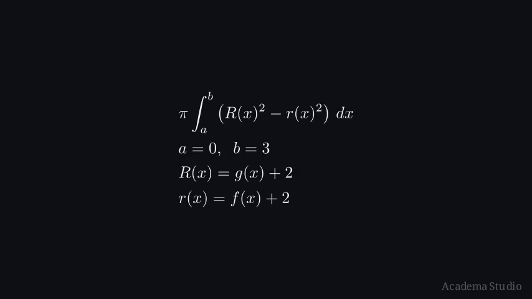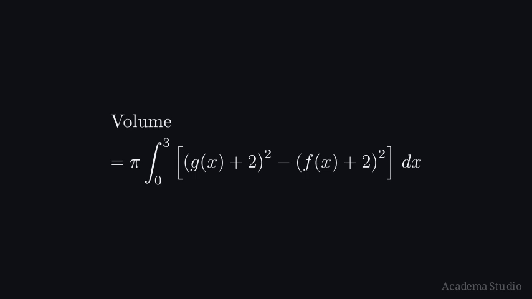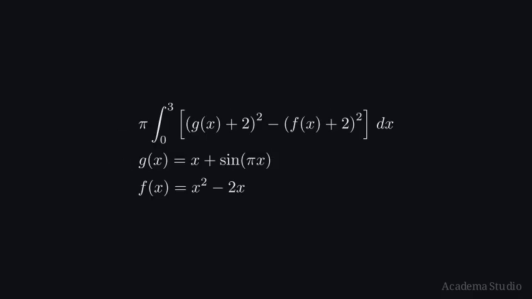Now substitute the radii and the interval. The interval is from 0 to 3. The outer radius is g of x plus 2. The inner radius is f of x plus 2. This is the required integral expression. The problem says to write it, but not evaluate it. This is the cleanest answer. We can also write the answer with f and g fully substituted, and f of x equals x squared minus 2x. Both forms are correct. The first form is usually cleaner, and the second form is fully substituted.